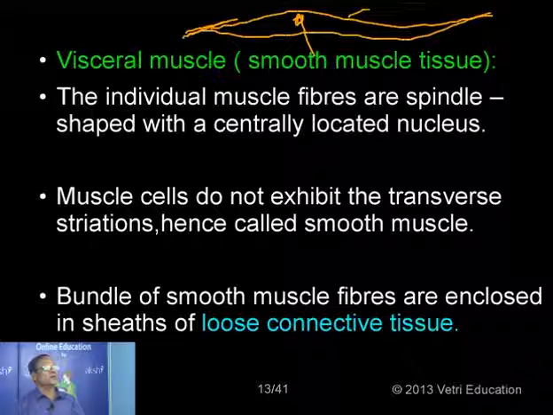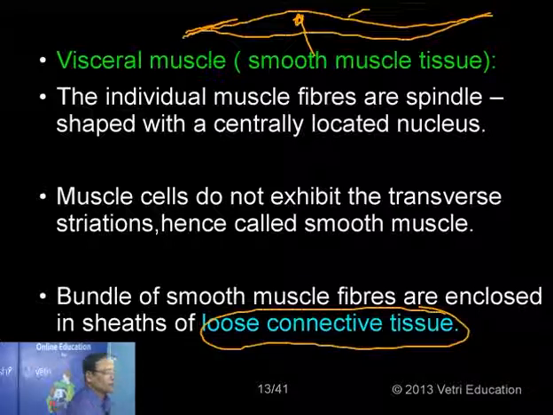Unlike the skeletal muscle where you have the coverings, the epimysium, endomysium and perimysium, here such things are absent, and there is no fibrous connective tissue. Instead you have a type of connective tissue covering the entire muscle fiber or the entire muscle, named the loose connective tissue. The skeletal muscle is sheathed by fibrous connective tissue, but here it is called loose connective tissue. So we have bundles of smooth muscle fibers sheathed by loose fibrous connective tissue, unlike the skeletal muscles.